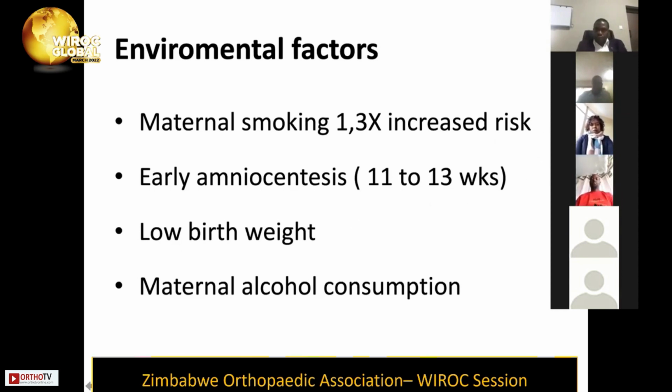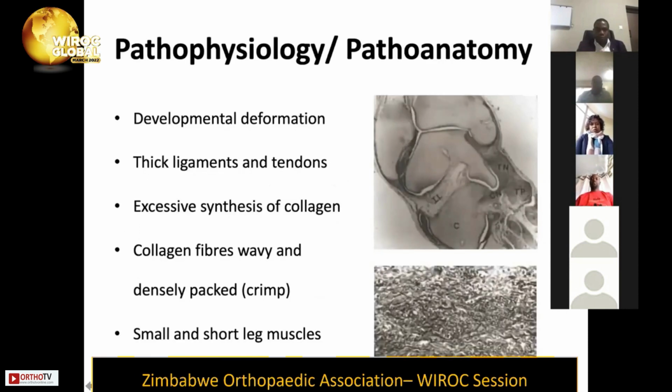In terms of the pathophysiology and pathoanatomy, like I mentioned earlier, it is a developmental deformation. It has been noted that there are thickened ligaments, tendons and capsule due to excessive synthesis of collagen. The collagen fibers, in terms of arrangement, have been found to be wavy, as depicted by the photomicrograph and the slide. And there are small and short leg muscles as well.